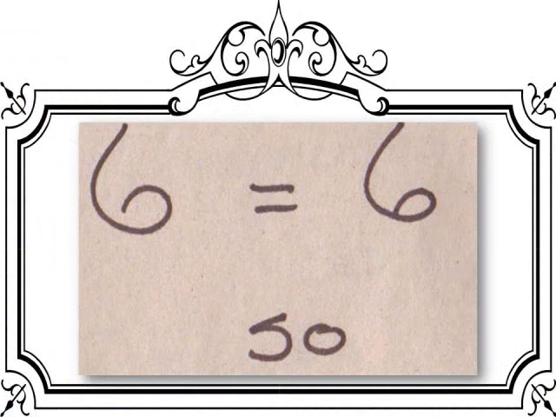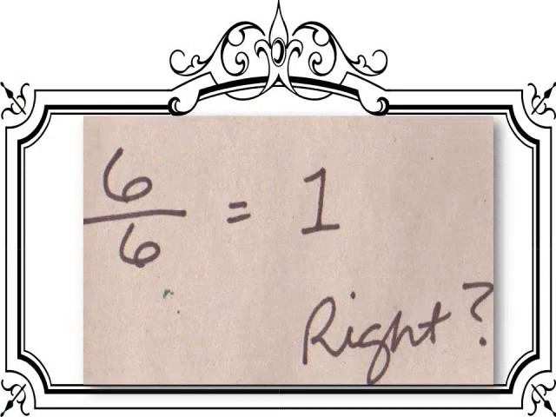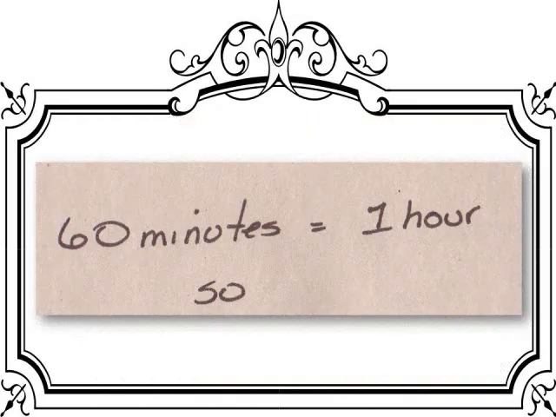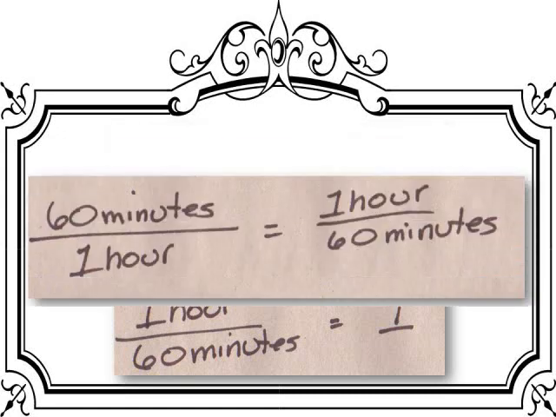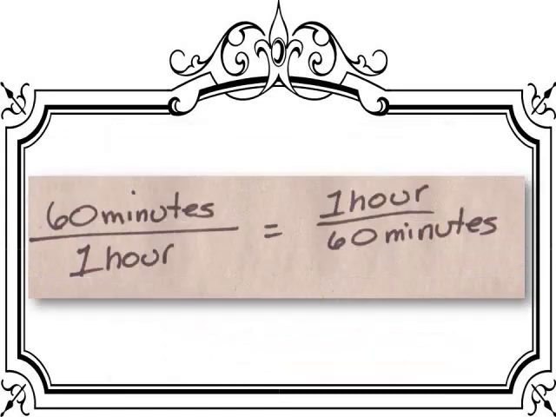Okay, 6 equals 6, right? So 6 over 6 equals 1. There's 60 minutes equals 1 hour. So 60 minutes over 1 hour equals 1, and 1 hour over 60 minutes equals 1. Further, we can say 60 minutes over 1 hour equals 1 hour over 60 minutes.